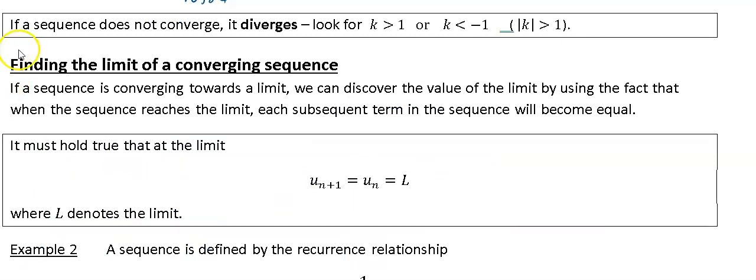The opposite of converging is diverging, and the sequence diverges if k is greater than 1 or less than minus 1, or a better way of saying it is the modulus of k is greater than 1.